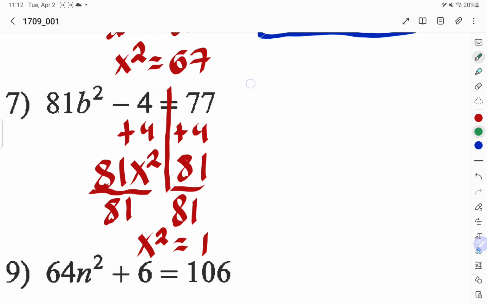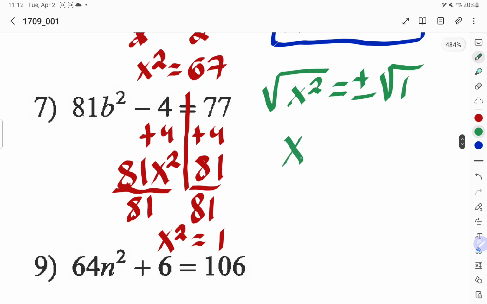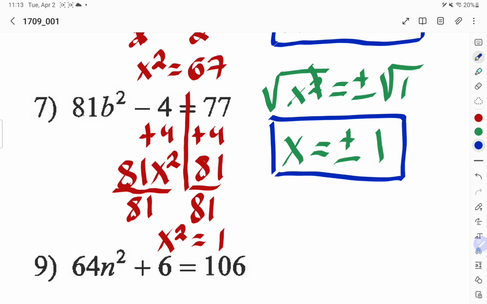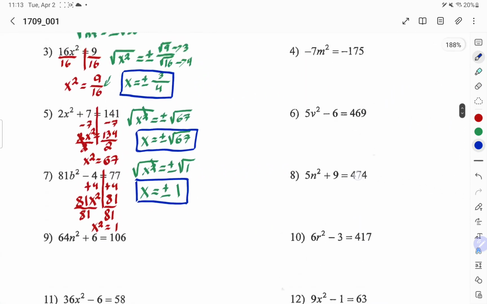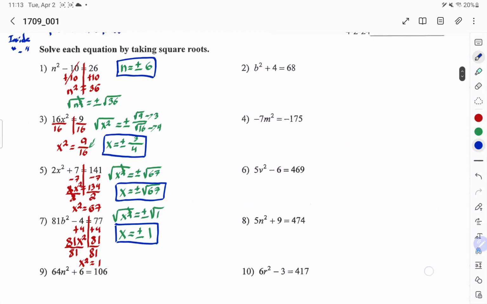Now we have to square root both sides, obviously. So the square root of x squared equals plus and minus the square root of 1. Now, it's just going to be x over here equals plus or minus. And remember, the square root of 1 is just 1. 1, we're done. There we go. That is how you go about simplifying these quadratics.